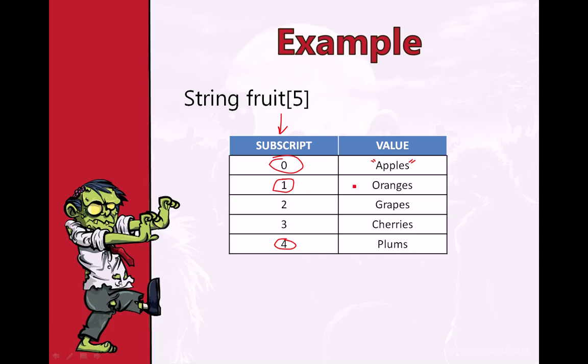Now, how many elements are in this array? Meaning, how many items are in my list? There are 5 elements in my array. 1, 2, 3, 4, 5. But the subscript of the array starts at 0 and it goes to 4. This is a very important distinction to make.